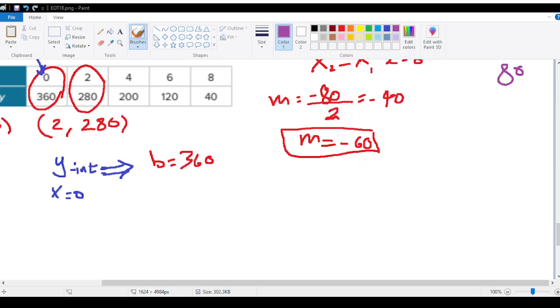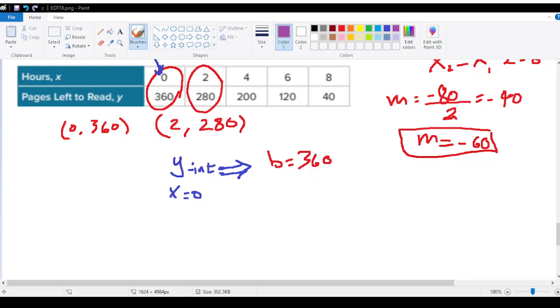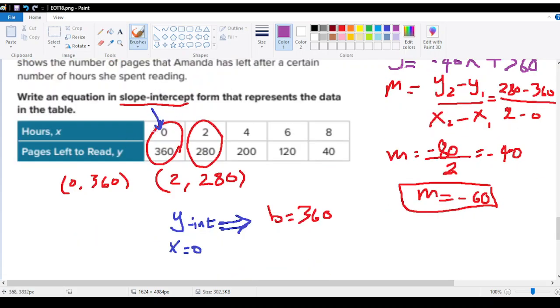Now, Shamsa, you want to solve this check? So here, for the b, you will look for the initial value. If it's not in the beginning, you will go to where x equals 0. Where is x equals 0? Here. Yeah, it's fine. When x equals 0, y equals 360. So we said that the b equals 360.